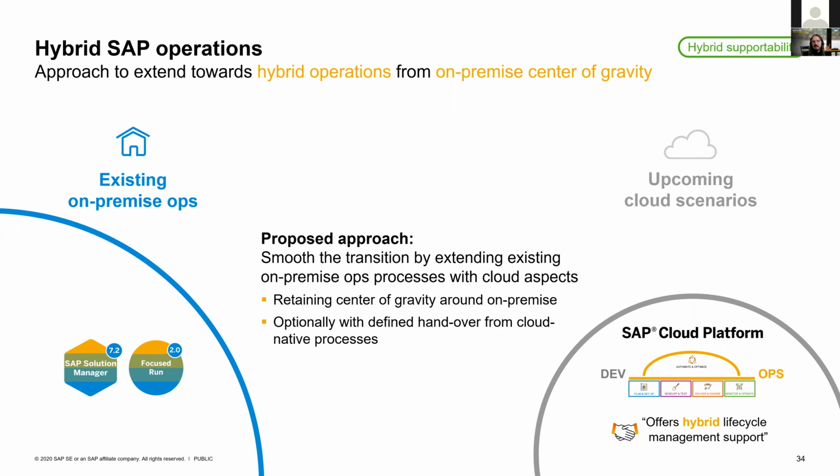What does that mean? It means that one approach you could consider is to smooth the transition from your existing on-premise center of gravity by extending existing processes you have for your on-premise operations, enriching them with cloud aspects as well, where you retain your center of gravity on-premise for the time being, and nevertheless have the option to bring in very agile, cloud-native processes.